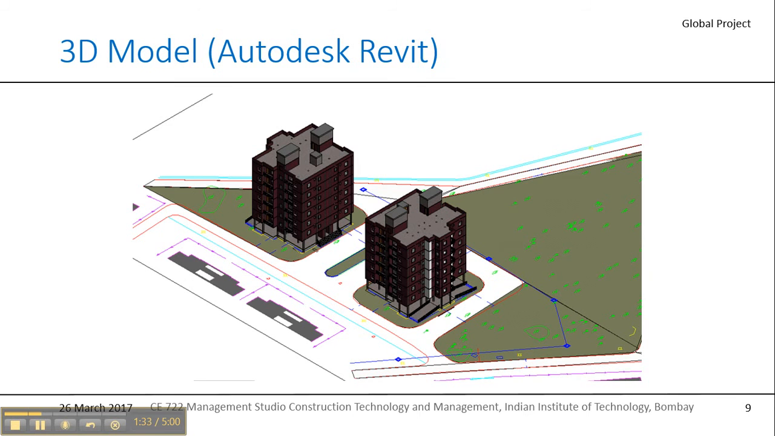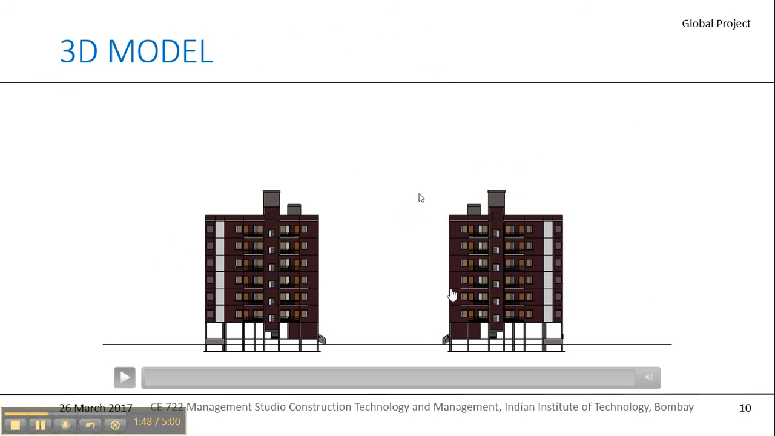Soon after making the BIM execution plan, we started making the 3D BIM model. For this purpose, we incorporated the 2D diagram in Autodesk Revit and started making the 3D model using that. The final model can be seen in the video.